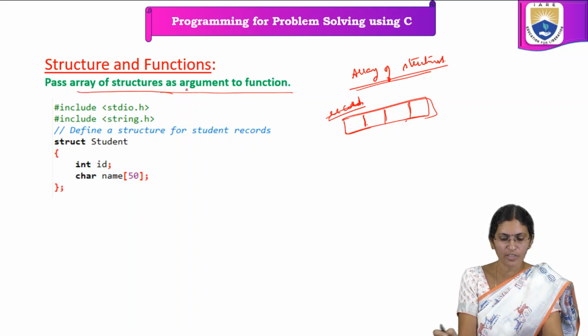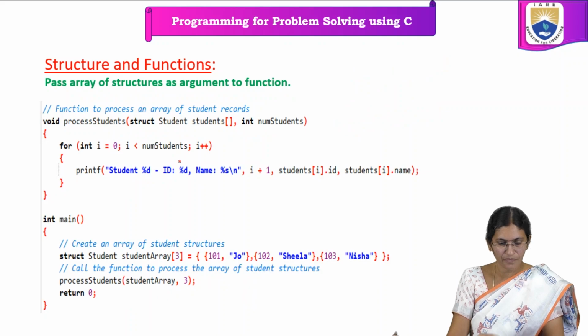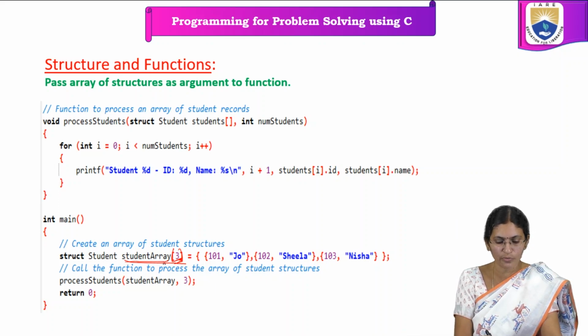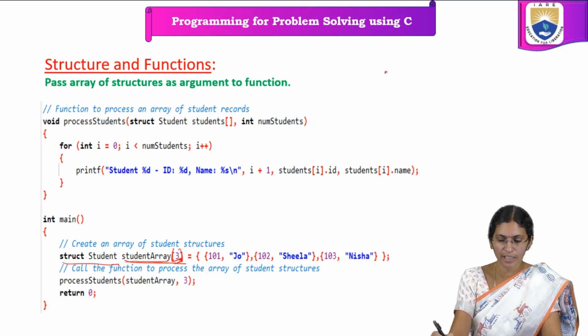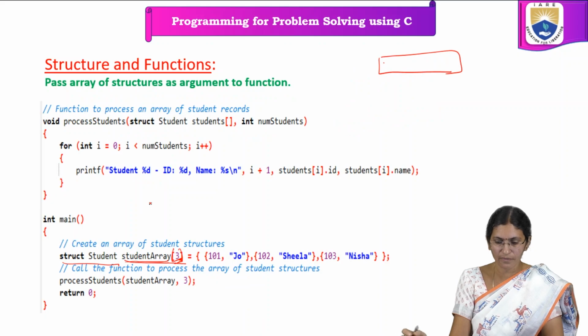So how to pass array of structures as an argument to a function? Let us illustrate it with the help of this program. This is the definition of the structure. We have two members, one is an integer and the other one is an array of characters. Then in the main function, this is an array of structures. The name of the array is student array and here we have mentioned the size as 3. So 3 indicates that there are 3 elements which belong to the type struct student. Correspondingly each element will have 2 members, ID and name.